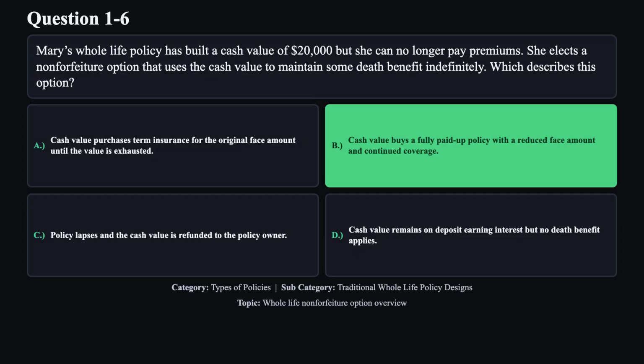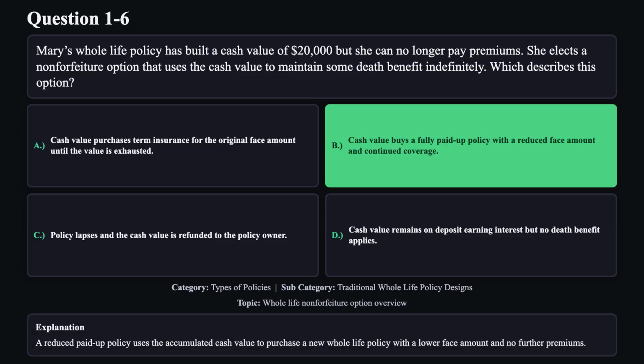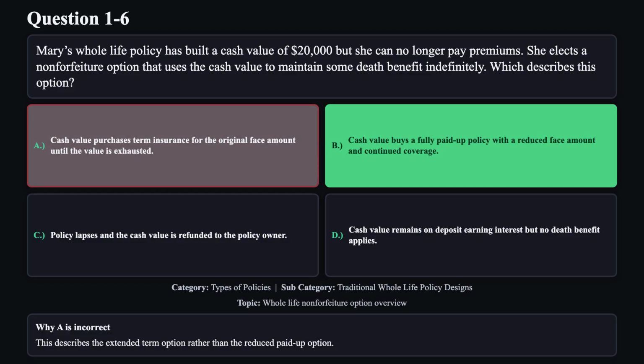The correct answer is B. A reduced paid-up policy uses the accumulated cash value to purchase a new whole life policy with a lower face amount and no further premiums. Reason A is not correct. This describes the extended term option rather than the reduced paid-up option.